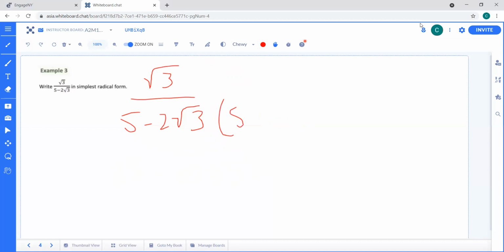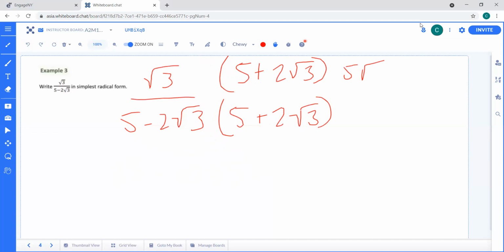So let's multiply, since we can do whatever we want to, right? As long as we do it to the top and to the bottom. So this now is going to be 5 square roots of 3. Well, I think I actually wrote a plus on that. Anyway, okay. And then we're going to have 2 times the square root of 3 squared. So that cancels and leaves us with 2 times 3. So we're going to have 5 square roots of 3 plus 6. I may have written that down anyway.